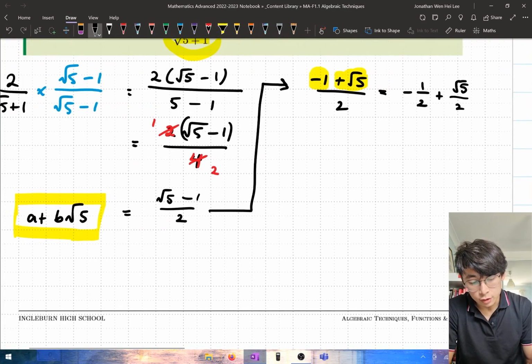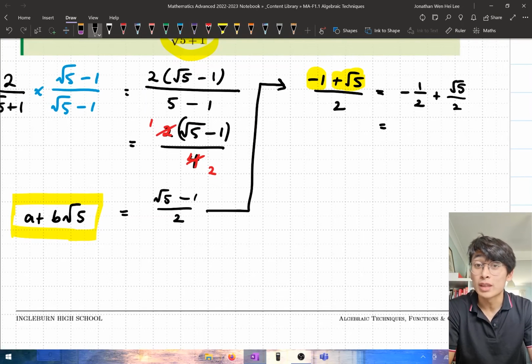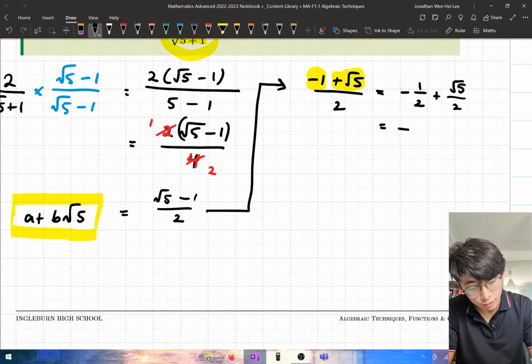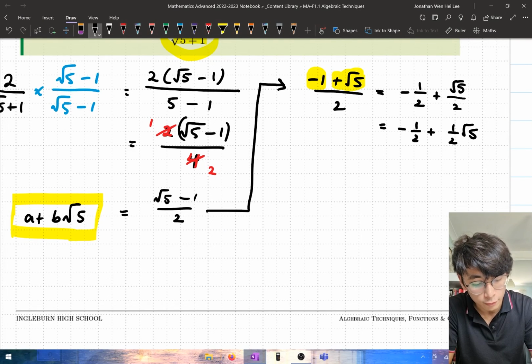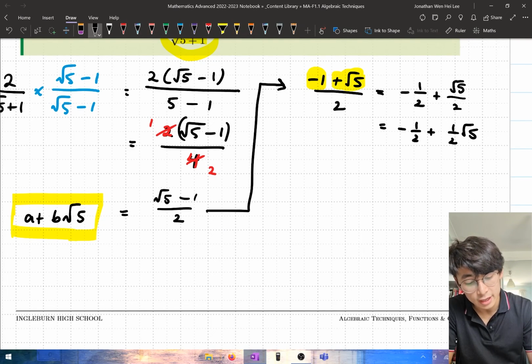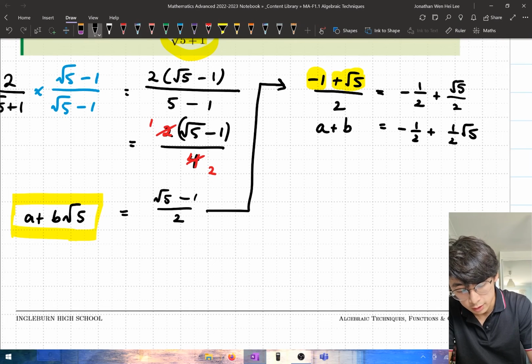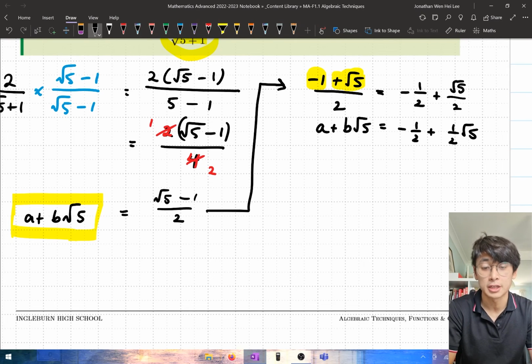Just one final thing to do. If you've got a denominator of 2, that's just the same as halving something. So I can rewrite this as a negative half plus a half times square root 5. And hopefully here you can start to see how this looks exactly like my expression here.